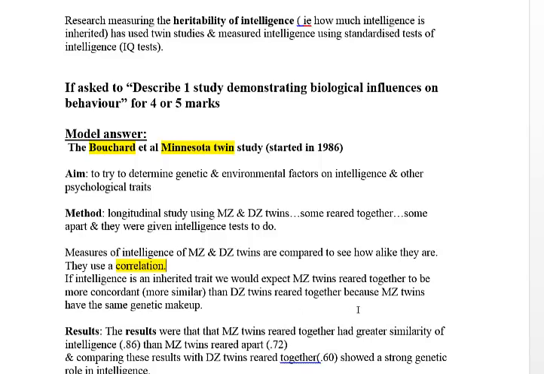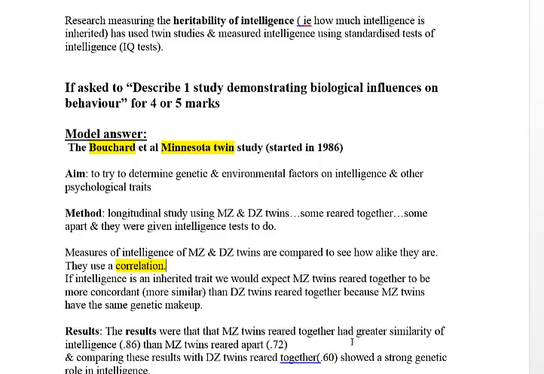Are they more concordant together or apart? If they're more concordant together, then again we're just saying that's kind of nature. But it is interesting to see what happens when they're reared apart, because that would suggest that environment also plays a part. So in this particular study, what were the results?